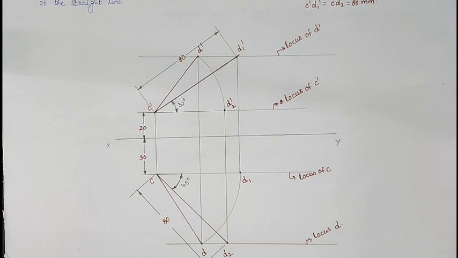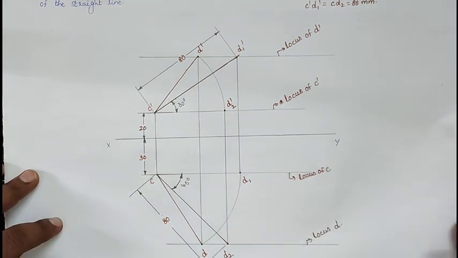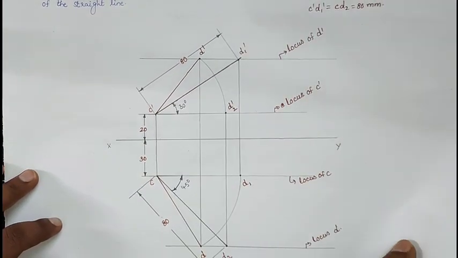Now taking C as center, CD1 as the radius, draw the arc up to the D horizontal line, D2 horizontal line. Taking C dash as center, D2 C dash, D2 dash as the radius, draw the arc up to the D1 dash horizontal line and locate D dash and D, joining CD and C dash D dash. So we will obtain our required front view and top view. So these are the projections. Like that, we will draw the projections of a line whenever a line is inclined to one plane.